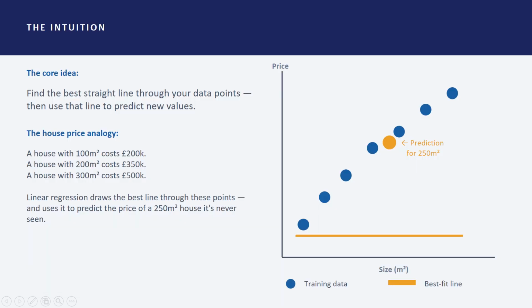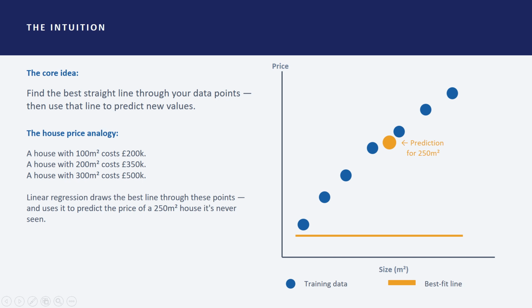Before any math, let's get the picture right. Linear regression does one thing. It finds the best straight line through your data points, then it uses that line to predict values it's never seen before. On the right side, look at the diagram. Each blue dot is a training example, a house we have seen, with its known size and price. The orange line is what the model learns. It is the line that comes closest to all those dots at once, the best fit line.